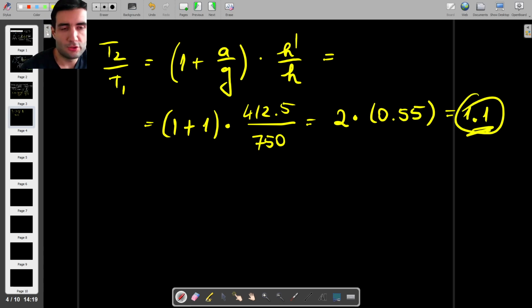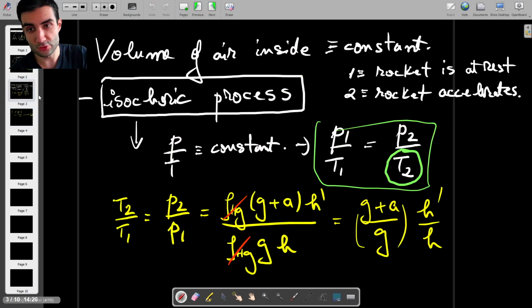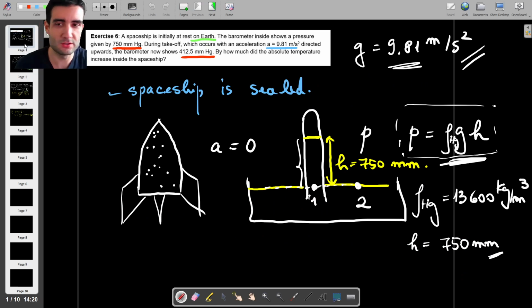And that's it. So this is how much the temperature increases inside the cabin, right? So the temperature increases because the pressure also increases, and they are related to each other through this isochoric process, which happens because the spaceship, the rocket, is sealed from the outside. And that's the end of the question.